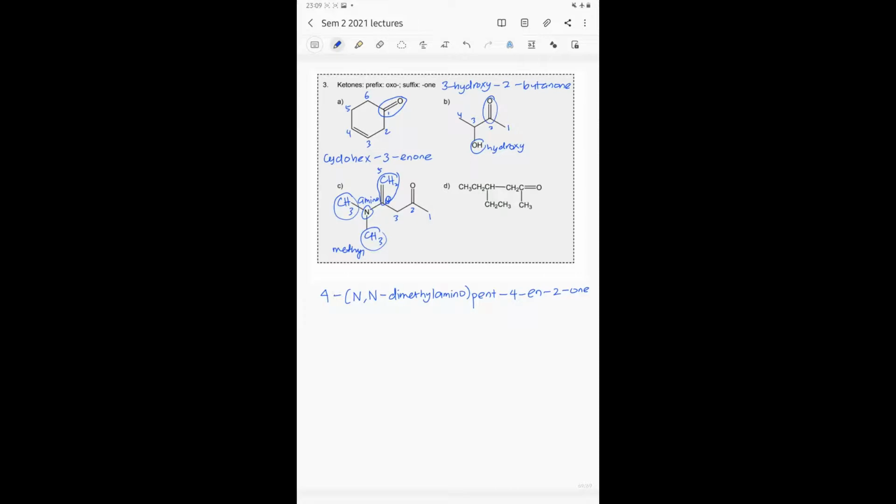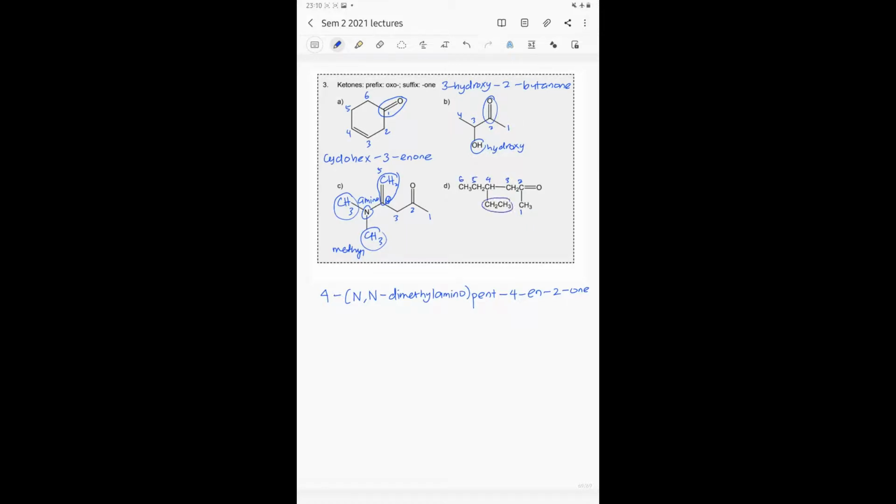Okay, D. When you want to give numbers to the C double bond O, the C double bond O is not carbon number 1. It must be the carbon that is before the C double bond O. So this one will be number 1. Okay, 2, 3, 4. If you go down, it will be 5 and 6. If you go straight, also 5 and 6.